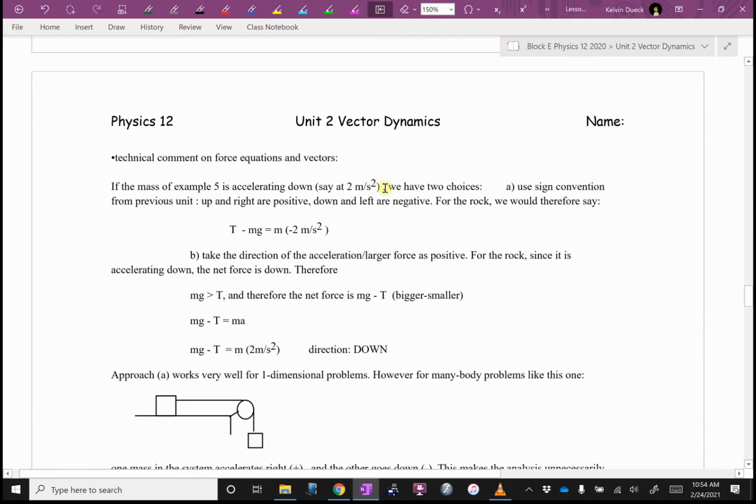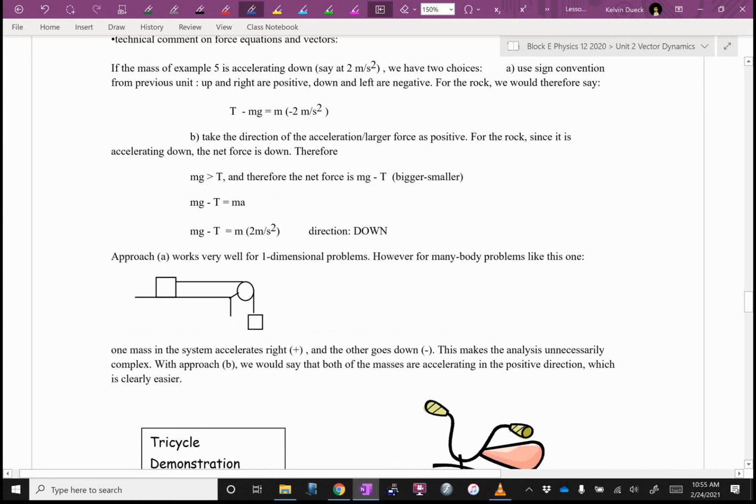Little technical comment, and I think I said this last year as well. So in example 5, if it's accelerating down, we have two choices. We could let down be negative always and up be positive always. Or we could just let the winner be positive. We're going to let the winner be positive because although letting up be positive always works great for single mass one-dimensional problems, as soon as we bring in 2 dimensions with more than one mass, you'll have some stuff moving right, which is positive, while something else is accelerating down, which is negative, and it's the same question. Winner's going to be whatever makes our math easier.